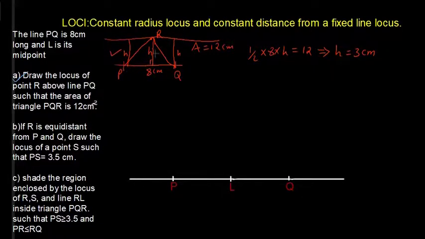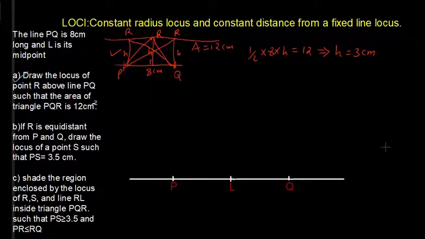Now remember, point R can be anywhere on this locus right up here. So if we have R at that particular point, we still have triangle PQR and the height is still H. Even if we have R at this particular point, right there, we still have triangle PQR. So this is the locus of R. So next, I will be tasked with constructing the locus of point R.